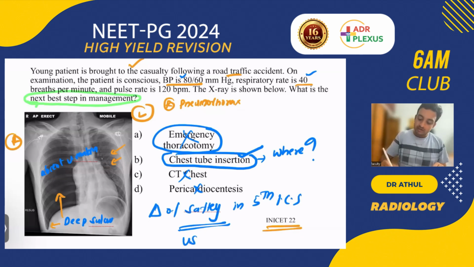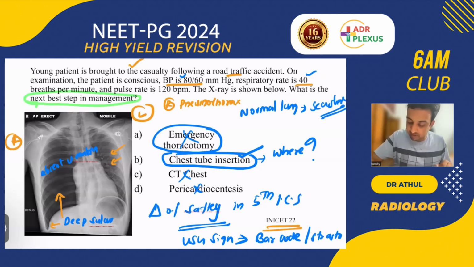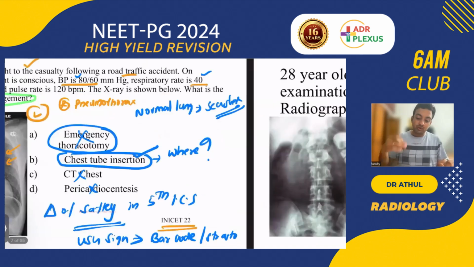Now, what is the ultrasound sign in pneumothorax? Can anyone comment? How will the normal lung be seen? The ultrasound sign will be the barcode sign, also called the stratosphere sign. The normal lung will be seen as the seashore sign. I always tell that the seashore is a good place. Seashore means that is normal, but barcode is not that good. So these are the repeat questions that have been asked regarding pneumothorax. I hope everything is clear. So we will move forward.